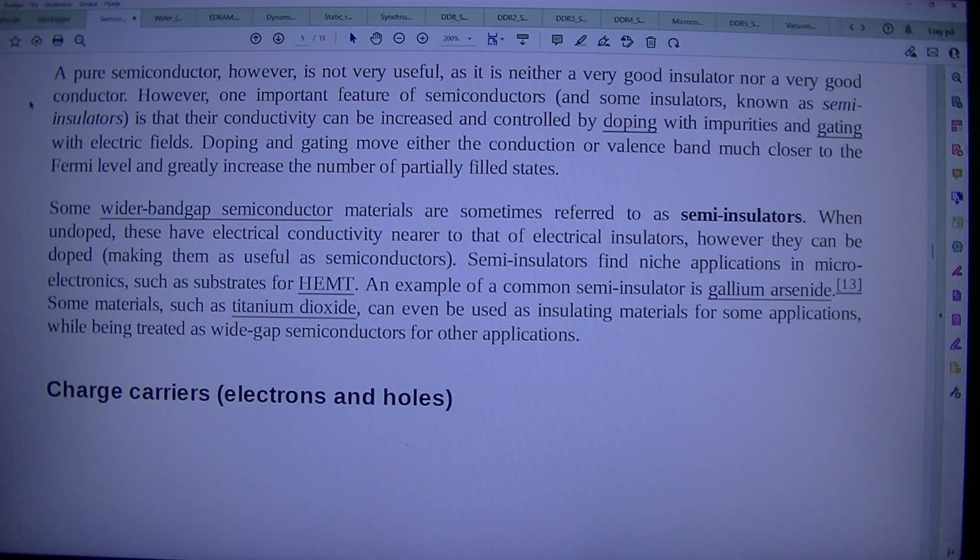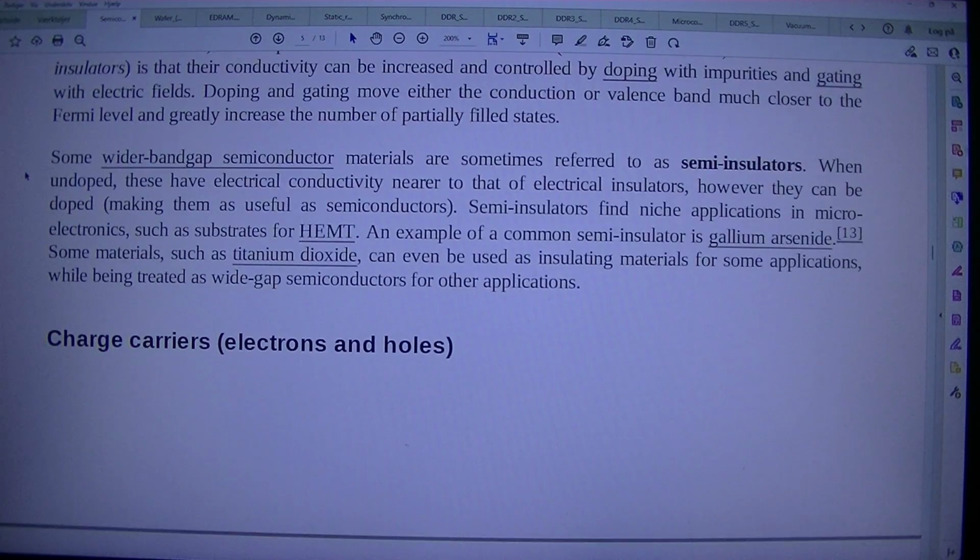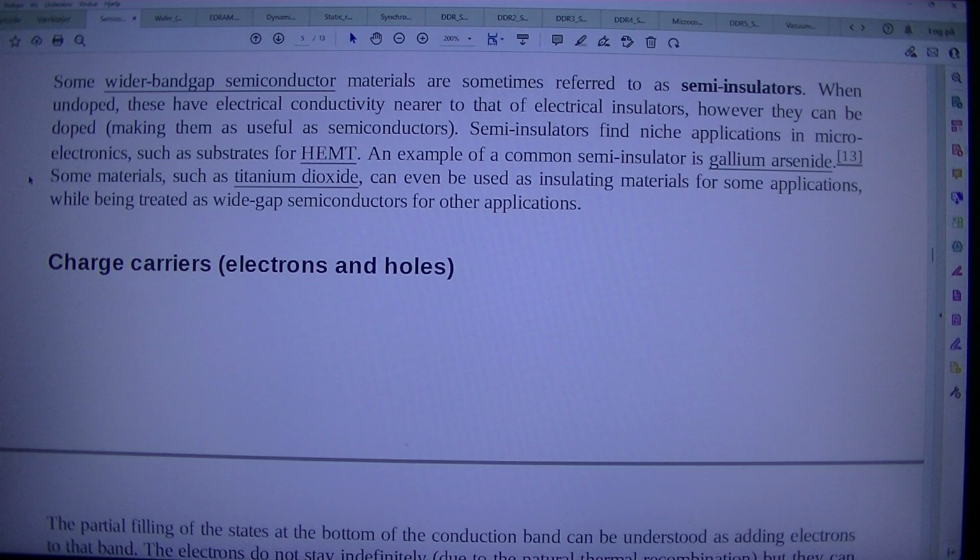Some wider bandgap semiconductor materials are sometimes referred to as semi-insulators. When undoped, these have electrical conductivity nearer to that of electrical insulators, however they can be doped, making them as useful as semiconductors. Semi-insulators find niche applications in microelectronics, such as substrates for HEMT. An example of a common semi-insulator is gallium arsenide.